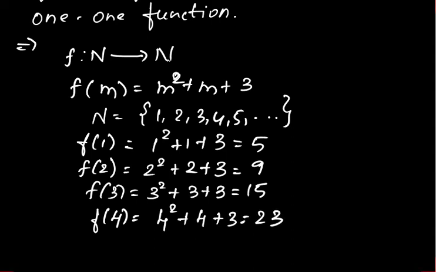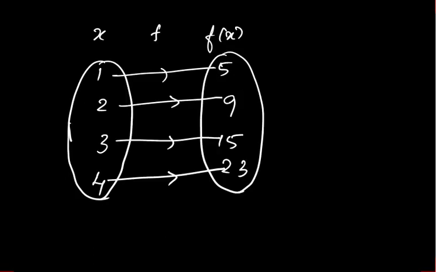So after finding the values, represent them using an arrow diagram. After representing, you can see that the different elements in the domain have different images in the codomain. So hence f from N to N is a one-one function.